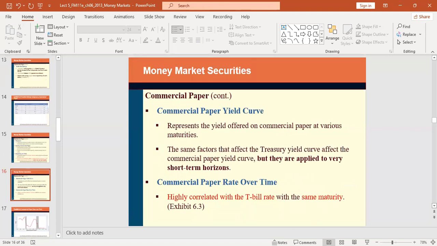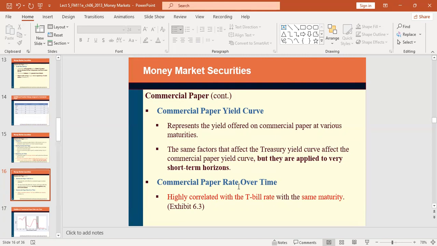So commercial paper also has a yield curve. This yield curve represents the yield offered on commercial paper at various maturities. The same factors that affect the Treasury yield curve also affect commercial paper. Actually, Treasury bills and commercial paper, you will see later, move closely. Factors that affect Treasury bills also affect commercial paper because they are short-term securities.